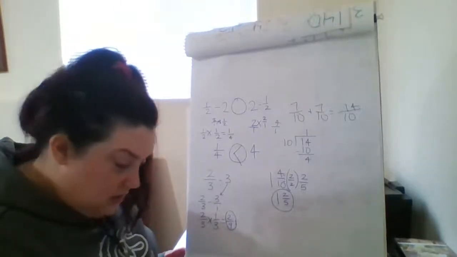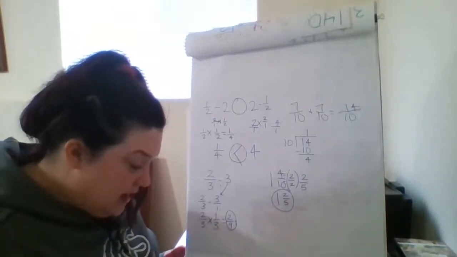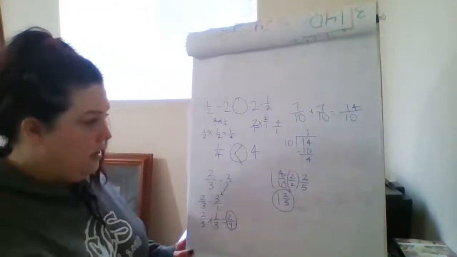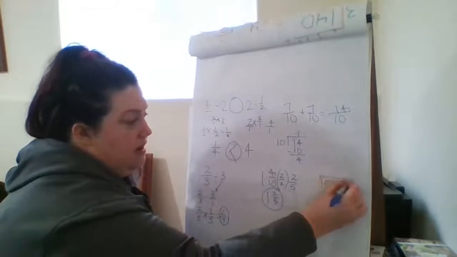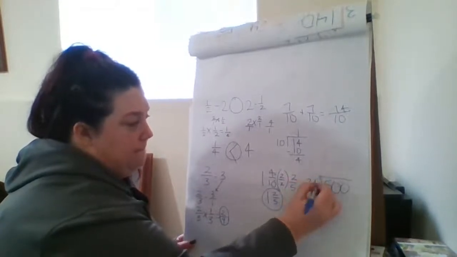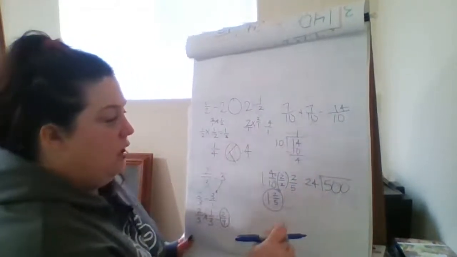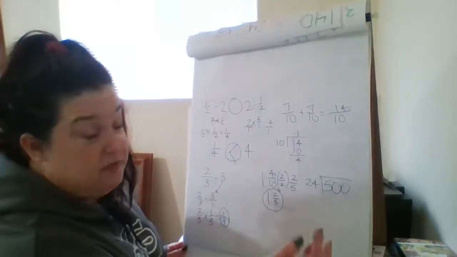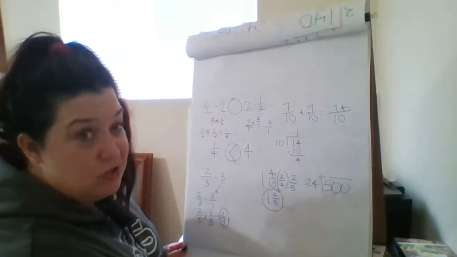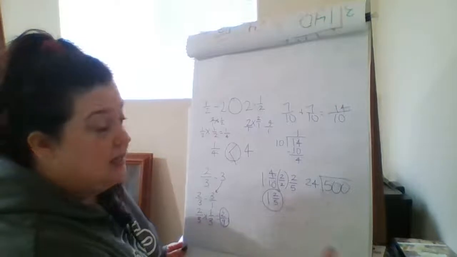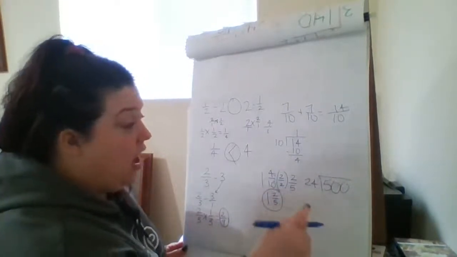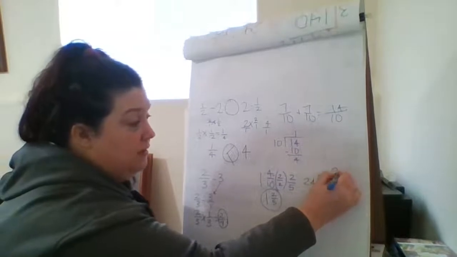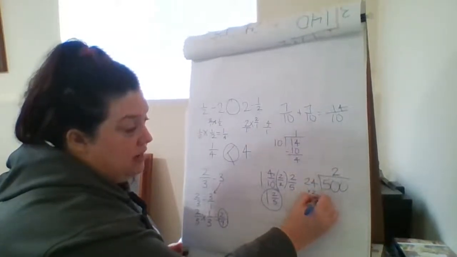And last but not least, number 19, we have a division problem of 500 divided by 24. Well, I know that 24, if it were 25, because I think of quarters, and 2 quarters would be 50 cents. So if 24 is less than 25, I know that at least 2 of them are going to fit in here.